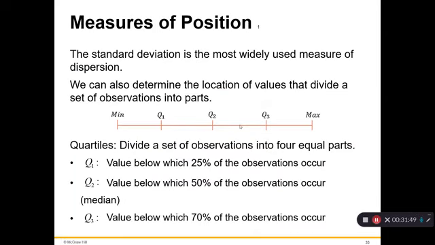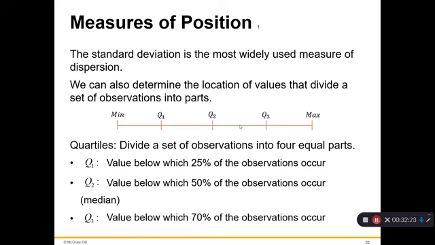Now, next one is a measure of position. In this case, we compute quartiles, deciles, and percentiles to describe the location of data points within a distribution. These measures split data into equal parts, such as the median, or median is what? 50th percentile, right? So we divide a data set into equal parts, allowing us to locate specific points within the distribution.